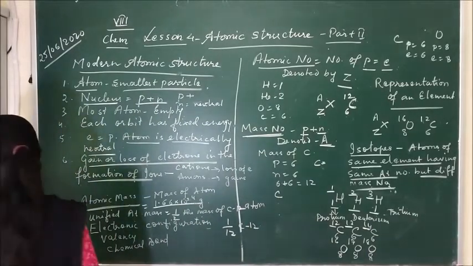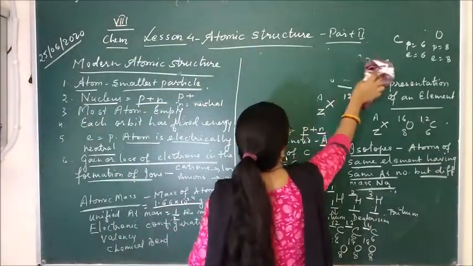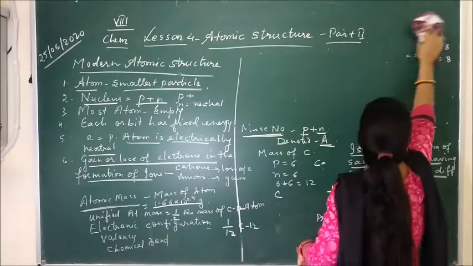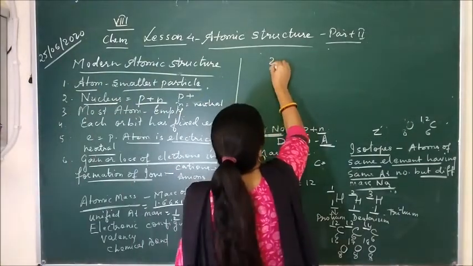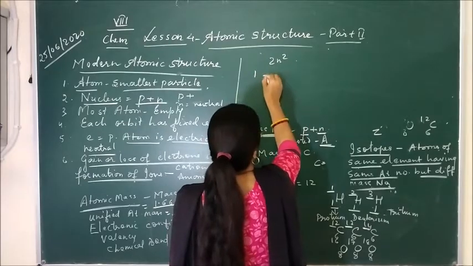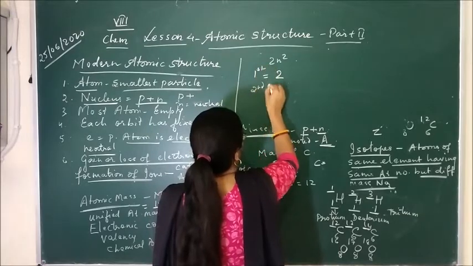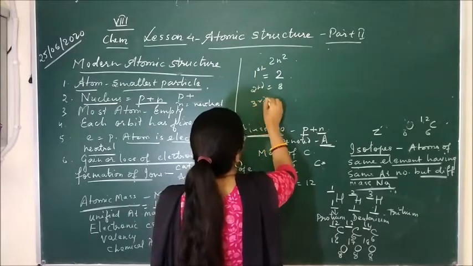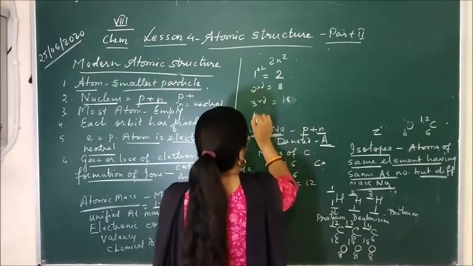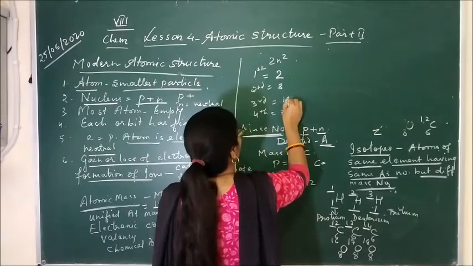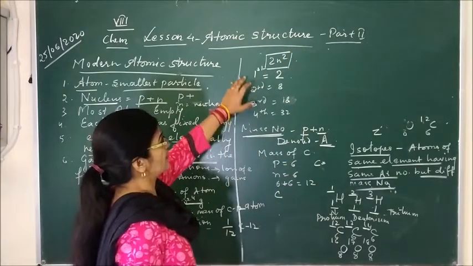And electronic configuration, I have already told you what it is. Electronic configuration means the arrangement of electrons in different shells. In the previous class I told you that electrons are arranged according to the formula 2n squared. In the first shell the number of electrons is 2, in the second shell 8, in the third shell 18, and in the fourth shell 32, calculated by the formula 2n squared.